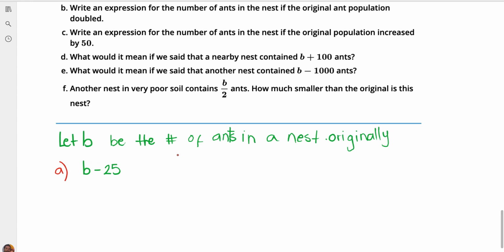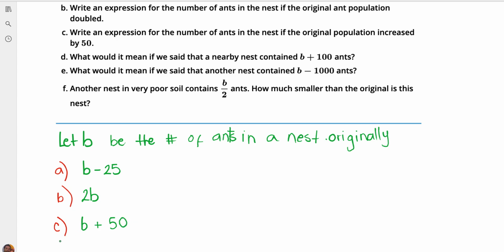So it says, write an expression for ants in the nest if the original ant population doubled. So what you have to do here is I had B at the beginning and now it's double. That means that I have to multiply the original, B, by 2. Wonderful. Let's do C. Write an expression for the number of ants in the nest if the original population increased by 50. So if it increased by 50, I had B at the beginning and then increase it by 50.